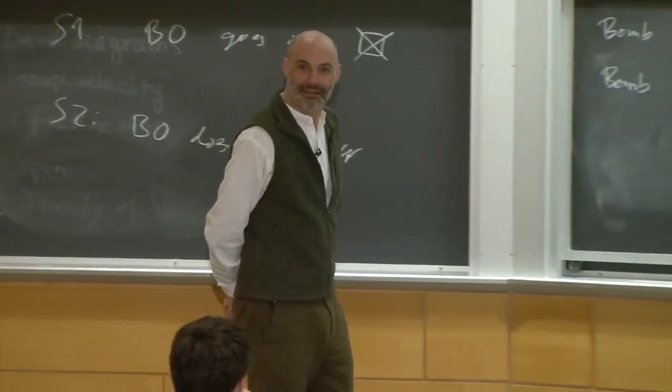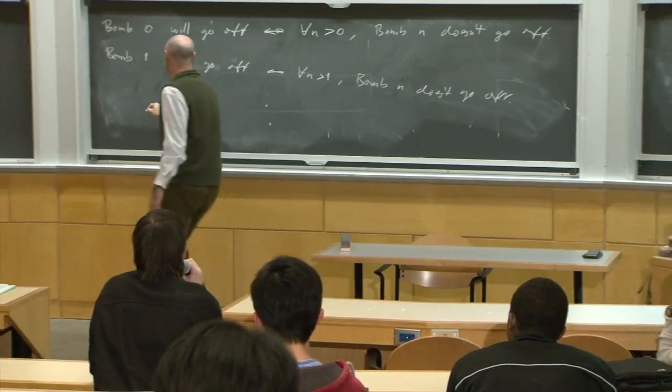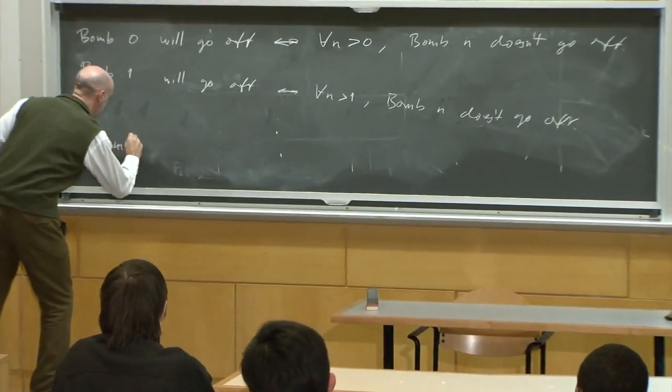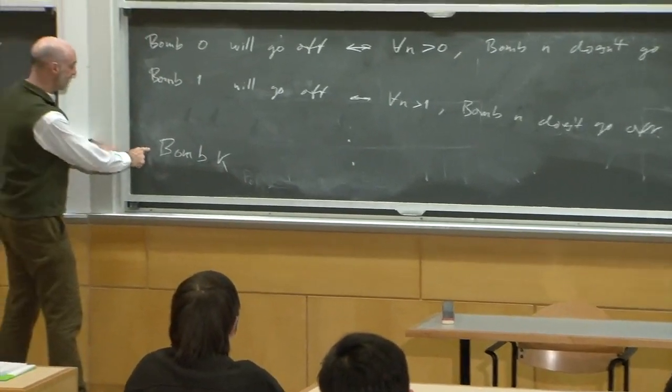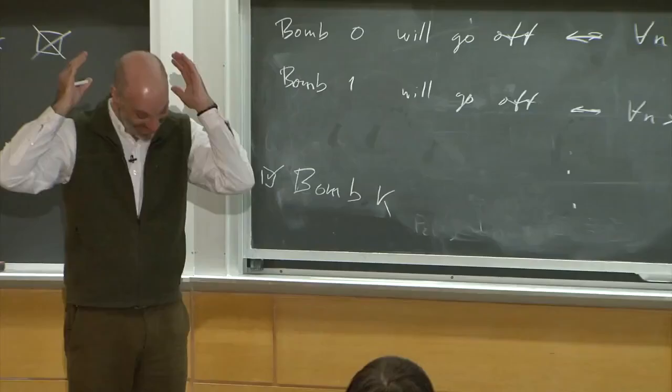Okay. So what about the case in which B0 doesn't go off? Can anyone produce a proof of the kind that I just produced? If B0 doesn't go off, then since the conditions are if and only if, that means there is some n greater than 0 for which bomb n did go off. That's right. So we have a bomb, I'm going to call it K. So bomb K does go off. But the catch then comes from the fact that for bomb K, you can do the exact same proof we did for bomb 0 to show that it did not go off. Exactly.